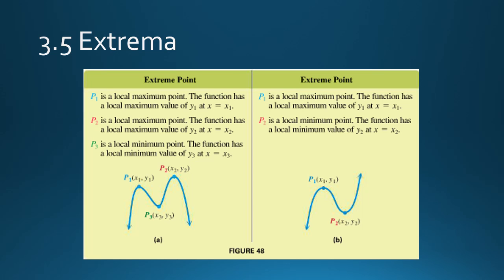Here's a little more about it. We've got a couple of graphs here. The one on the left would be an even power. The one on the right would be odd. And if you study this chart on the left, P1 is a local maximum. P2 is also a local maximum, and P3 would be a local minimum. And then on the right, P1 will be the local maximum and P2 the local minimum.